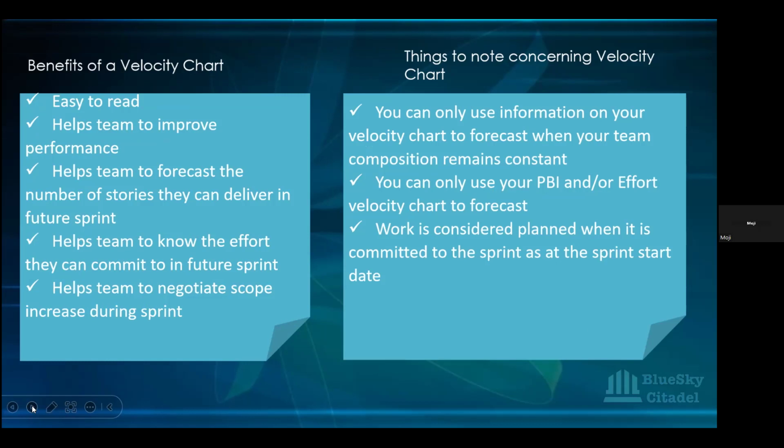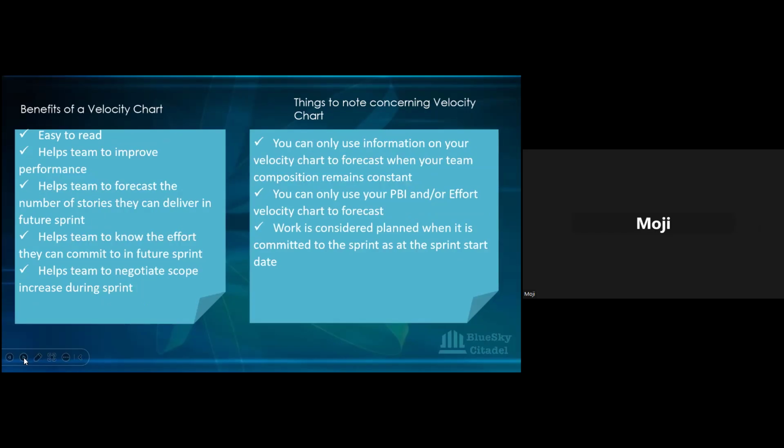Okay. So we have that for the benefit. And then the chart itself, like I said, there are some things we need to consider when we're using the velocity chart. And one of them is that you can only use information on your velocity chart to forecast when your team's composition remains constant. Now, what that means is, I said earlier on that if you have 3 sprints where your team members are full, at the end of that 3rd sprint, whatever average velocity it gives you, as a scrum master, just notice that it means when I have full team members, this is the average velocity that we would have.